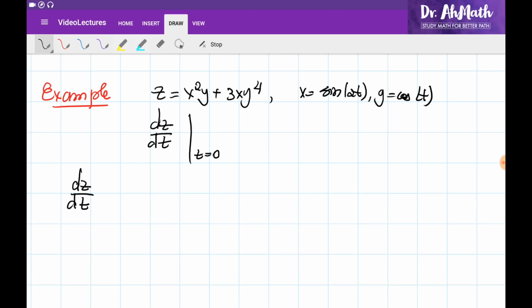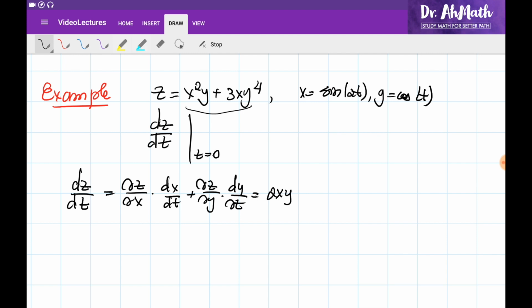So in order to do this, we're going to use the chain rule for the multivariable functions. So the derivative of the z with respect to the t is going to be the partial derivative of the z with respect to the x multiplied by dx/dt, plus the partial derivative of the z with respect to the y multiplied by dy/dt. So this is going to be equal to the partial derivative of the z with respect to the x, which is 2xy plus 3y to the power of 4, multiplied by the derivative of the x with respect to the t, which is cosine of 2t multiplied by 2, right?